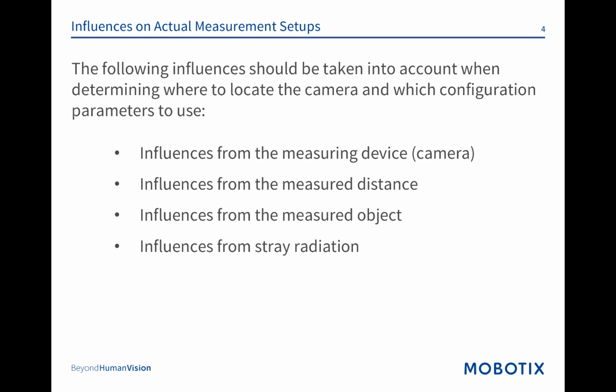Okay. So let's have a look now to the next page, and let's put it all together. We have on one hand our influence what is coming from the distance, what we have said here. Then we have the influence what is coming from the object and from the stray radiation. And then we have, of course, the influence what is coming from the measuring device itself. Yeah, so we have there a certain accuracy in our camera. Yeah, and this is what we need to have a look at now.